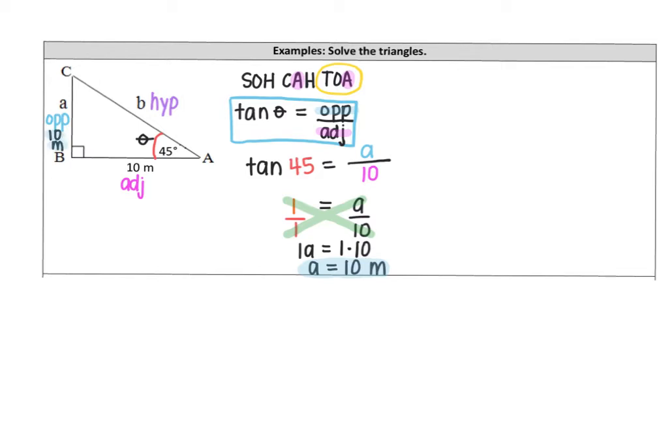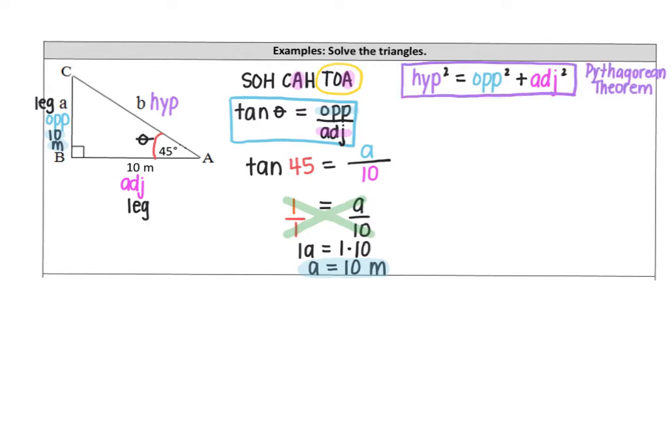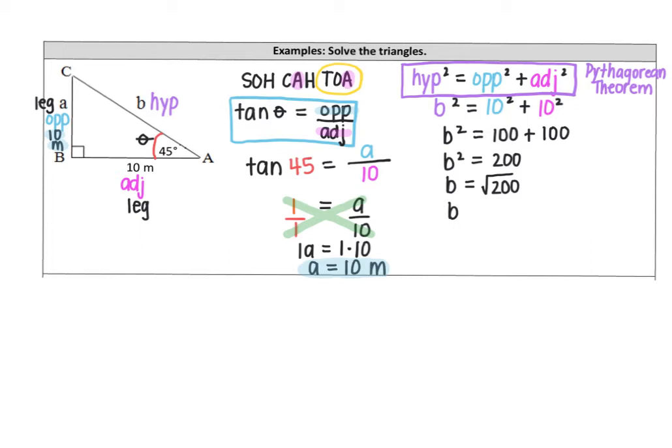Let's go to find b as our next value, or the hypotenuse. Now we have some choices. We could go back and use one of the primary trig ratios that has a hypotenuse within it, or we might recognize that we now have two leg values of this right angle triangle, so we can use the Pythagorean theorem. We'll have the hypotenuse squared equals leg squared plus leg squared, or b squared equals 10 squared plus 10 squared. This means b squared is equal to 100 plus 100, or b squared is equal to 200. If we take the square root of 200, we will get that b has a value of approximately 14.14 meters.